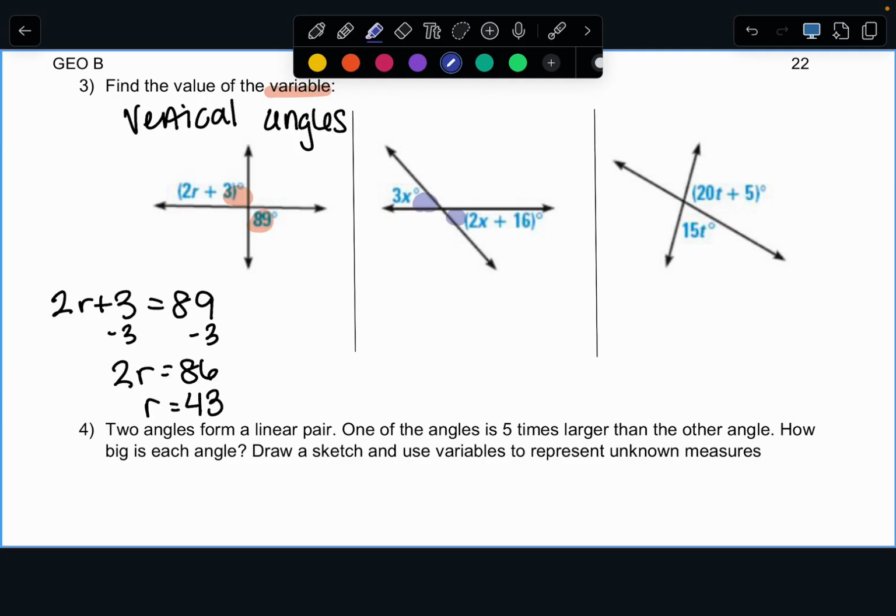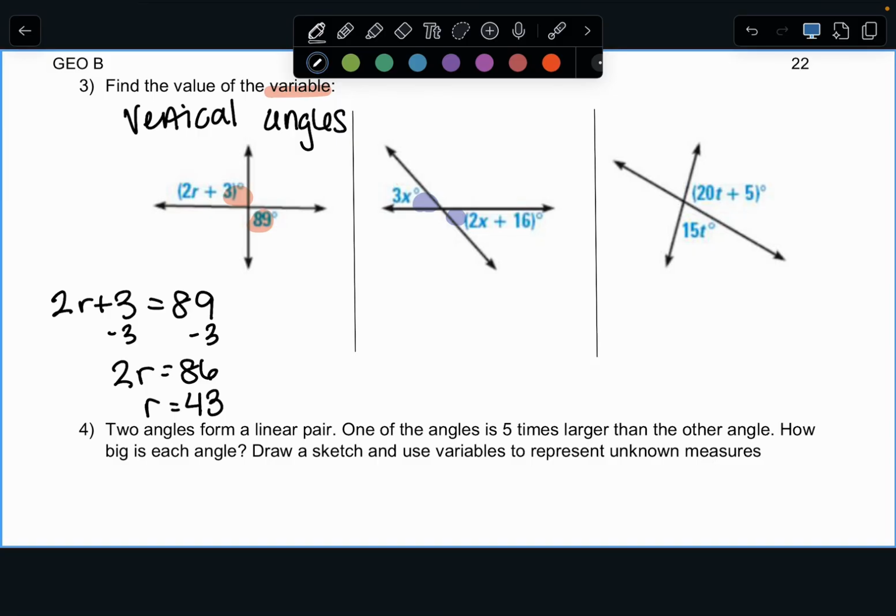The next one, if I look at the two angles that I have information for, those two blue angles, are those vertical angles or a linear pair? Linear pair. Think about your X shape. Are they across from each other or next to each other? Across, so they are vertical angles.